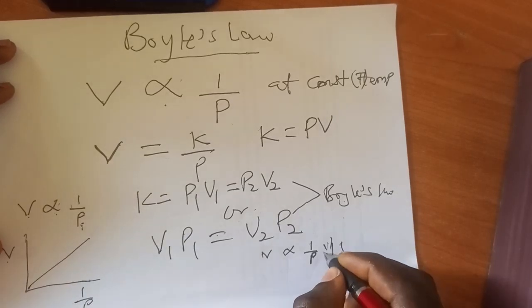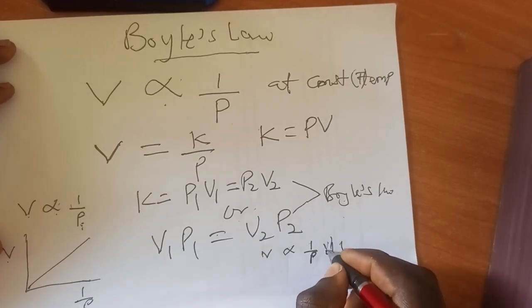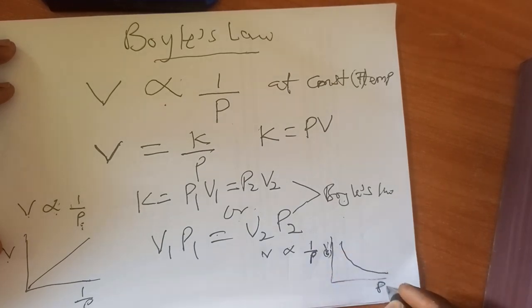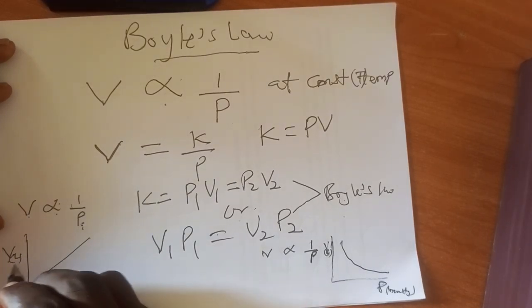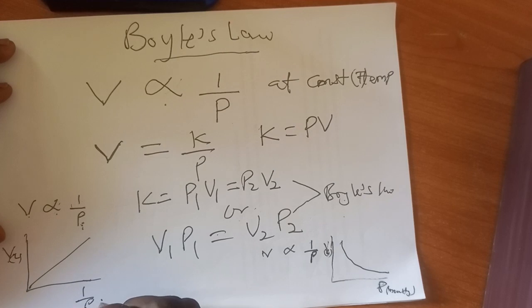The V can be in liters, while the pressure can be in millimeters of mercury. Different units can actually be given, such as centimeter cube or meter cube, depending, and the pressure will also be in millimeters of mercury. That would be the unit.